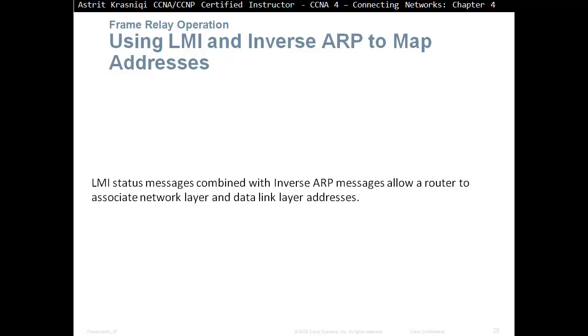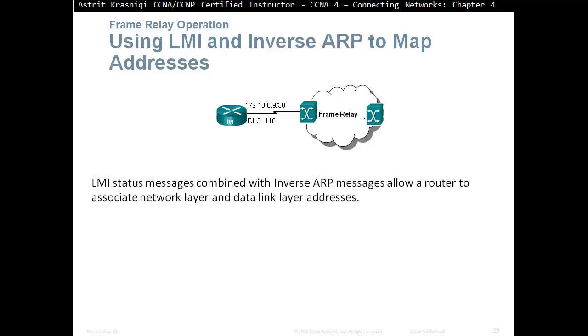So LMI status messages combined with inverse ARP messages allow the router to associate network layer and data link layer addresses. Watch what happens here, it's very interesting. How does the router know who its neighbor is? Router 1 has DLCI 110 configured and the IP address 172.18.0.9/30. It's connected to frame relay, which is connected to router 2 on the other side.